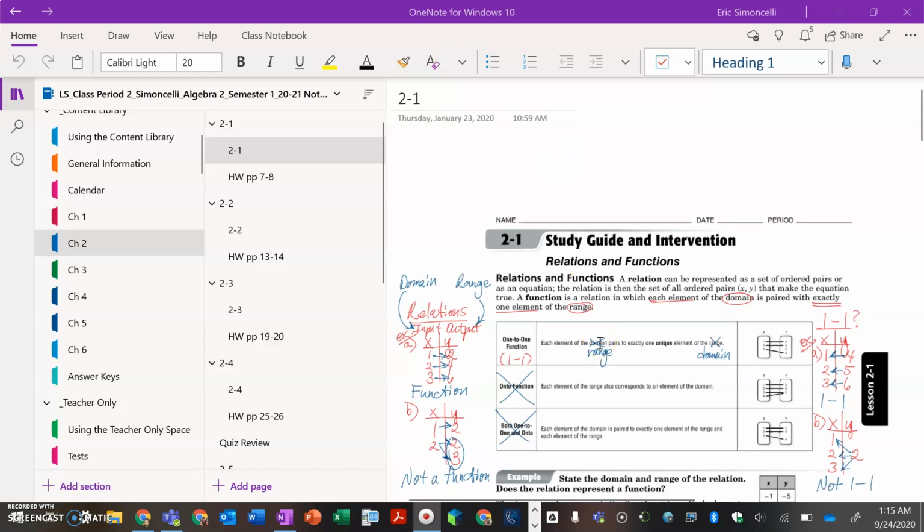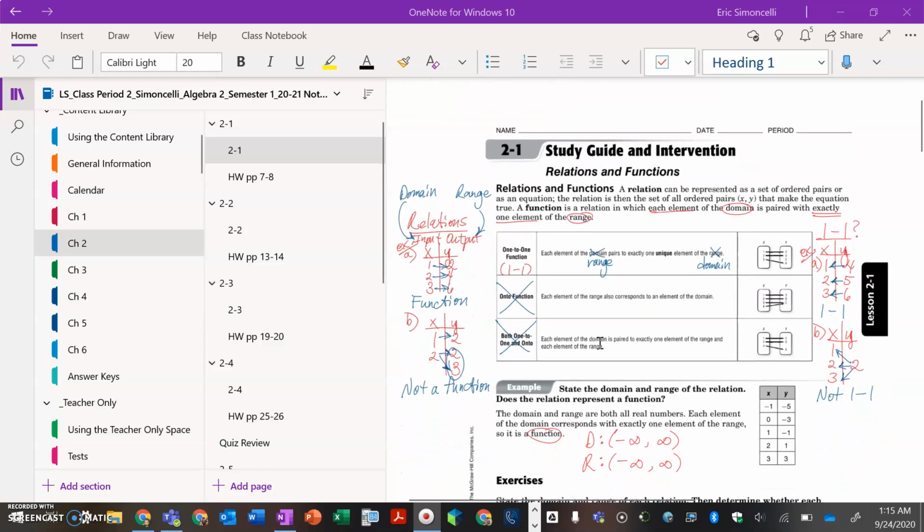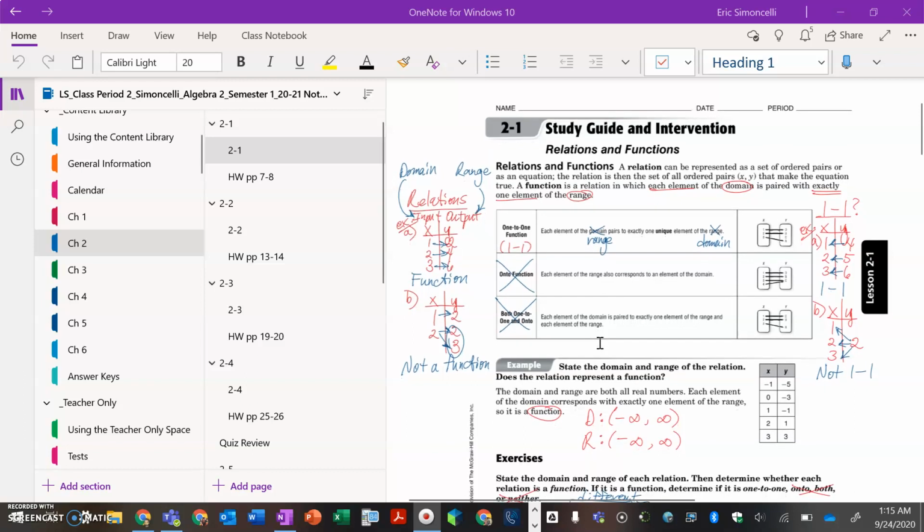Relations and functions. A relation can be represented as a set of ordered pairs or as an equation. The relation is then the set of all ordered pairs x, y that make the equation true. A function is a relation in which each element of the domain is paired with exactly one element of the range. We have learned in the past that domain is represented by your x values, while your range is represented by your y values.